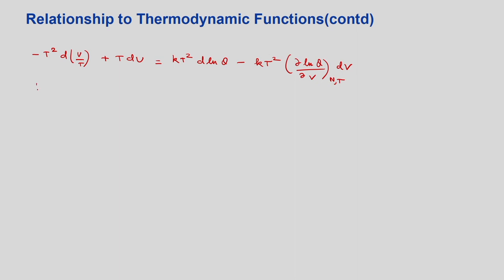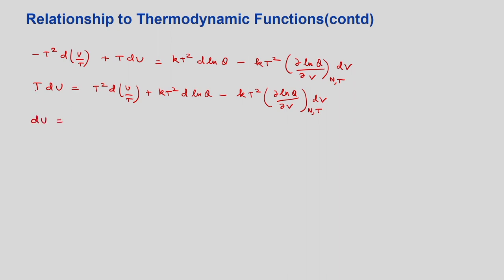Now write T dU on this side and take this term to the right-hand side. Clubbing with this expression, I write T² d(U/T) plus kT² d ln Q minus kT² and so on. Now you divide by T, because I want to keep the standard expression for U. So it will become d(U/T) plus kT d ln Q minus kT, because I am dividing both sides by T.